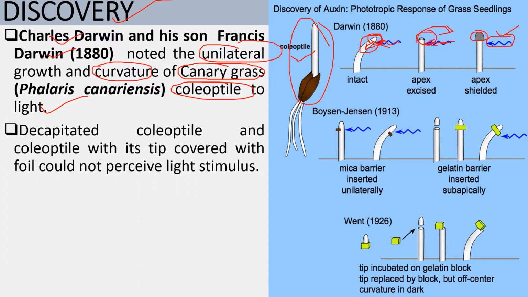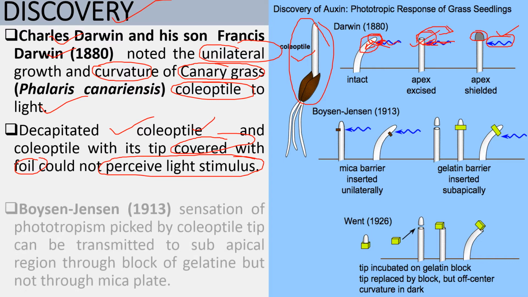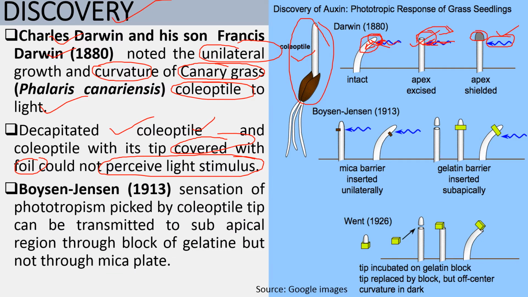They decapitated coleoptile, and coleoptile with its tip covered with foil. So these in two conditions, जब coleoptile को decapitate means remove किया जाता है, और दूसरा coleoptile जो tip है that is covered with some foil, so this seedling is not able to perceive the light stimulus. तो ये seedling light stimulus को perceive नहीं कर पाता है, और ये curvature को show नहीं करता है in the direction of light. Next experiment was carried out by Boysen Jensen in 1913.